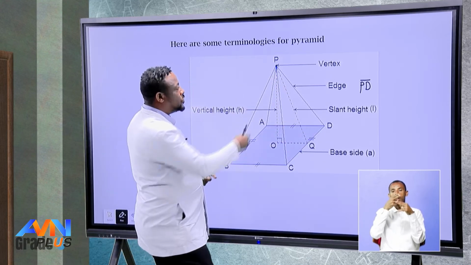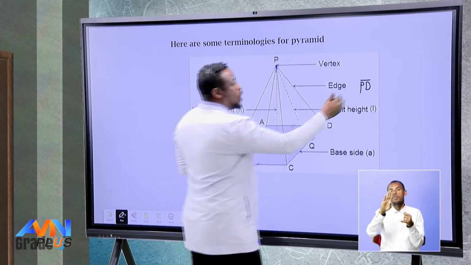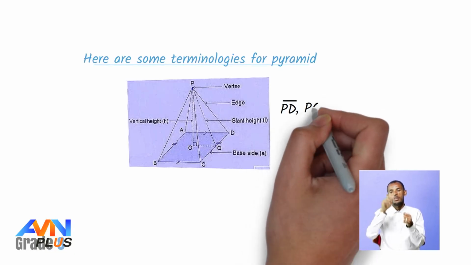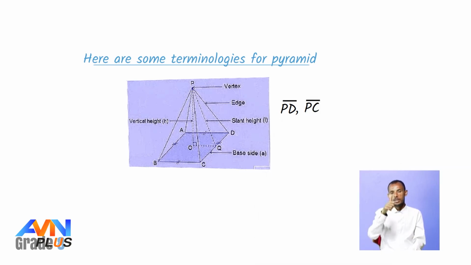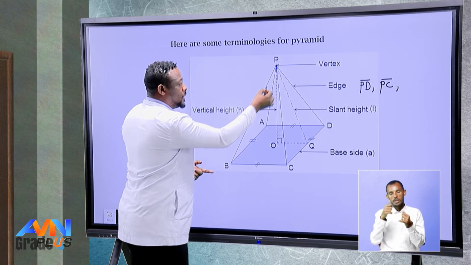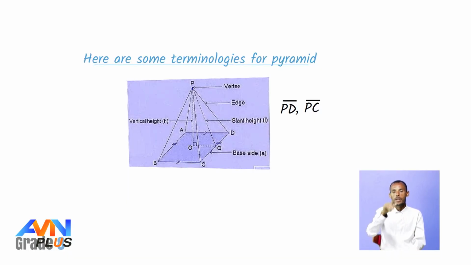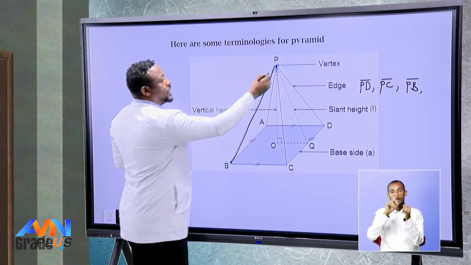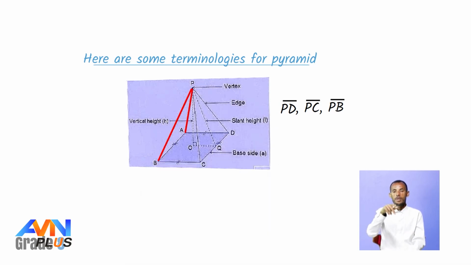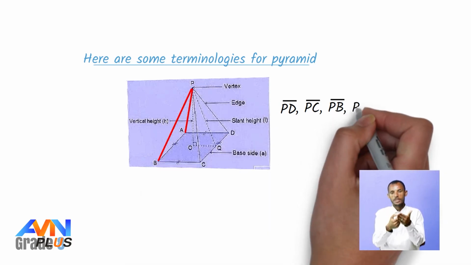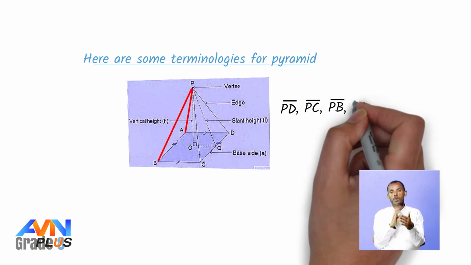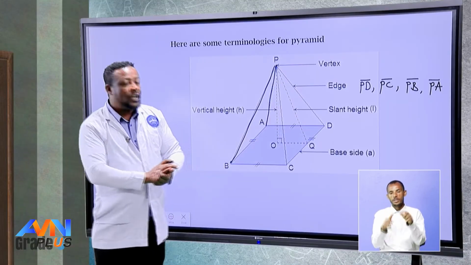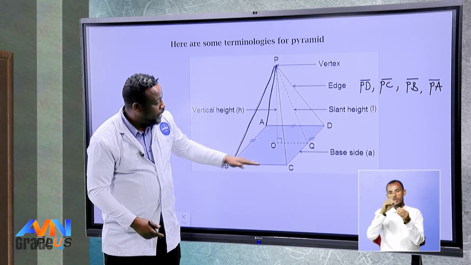We call it an edge simply. And PC is also another edge. PC, okay? This segment is another edge. The third one is PB. Okay, this segment is another edge, PB, and we have one more edge which is PA. Okay, so in this specific solid figure, we have 4 lateral edges, and you also have different base edges here.